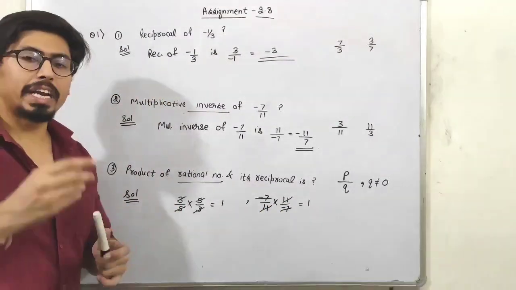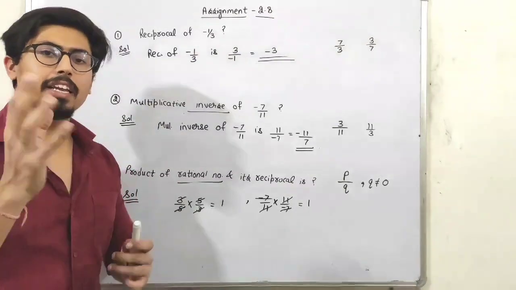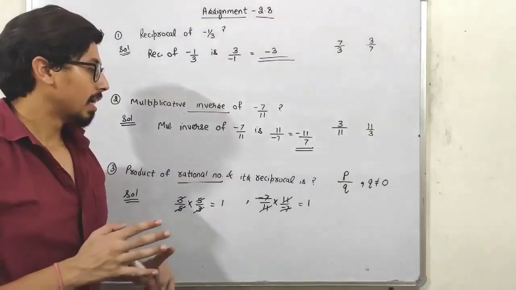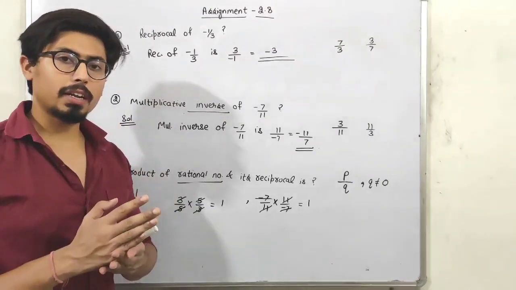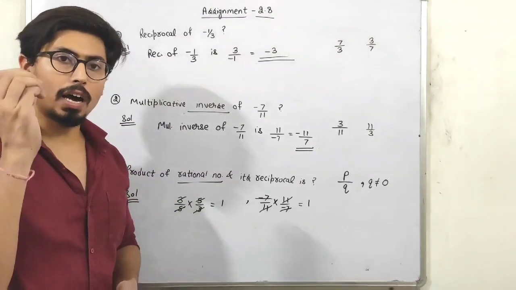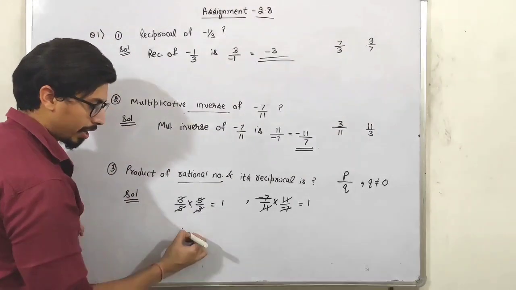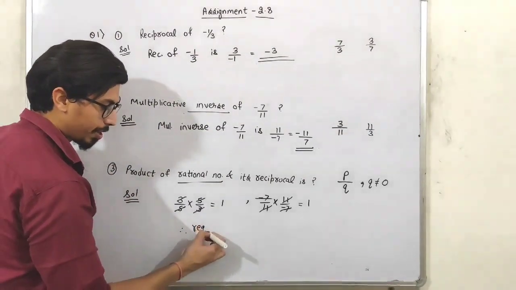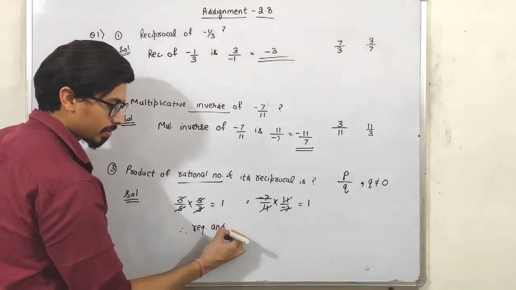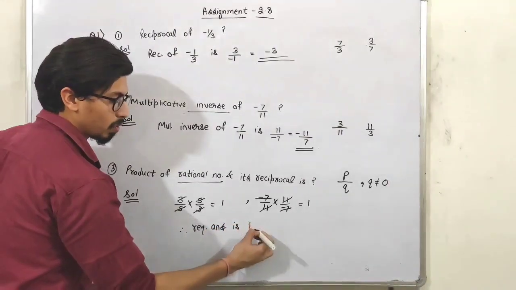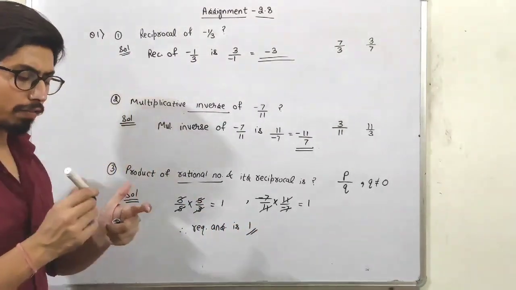So students, if we take any rational number, it can be anything. Okay. And if we multiply it by its reciprocal, the answer is always 1. So the required answer is 1. Okay, students. You can take any rational number.